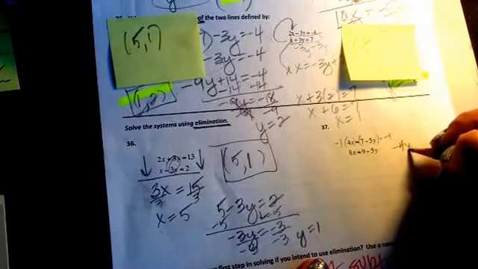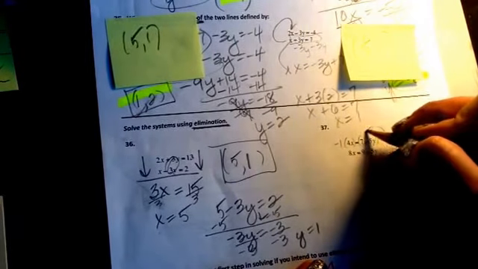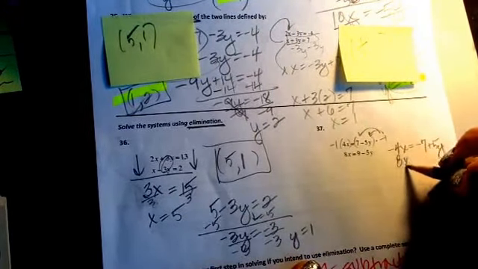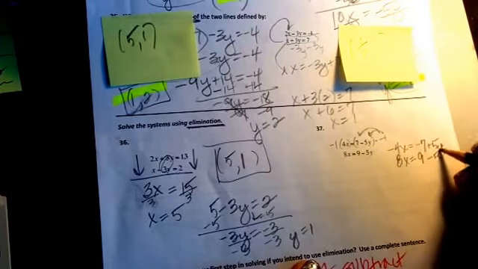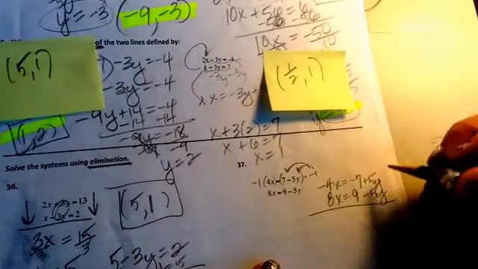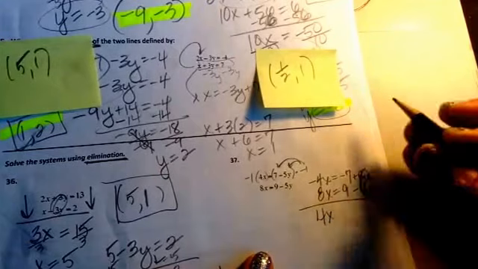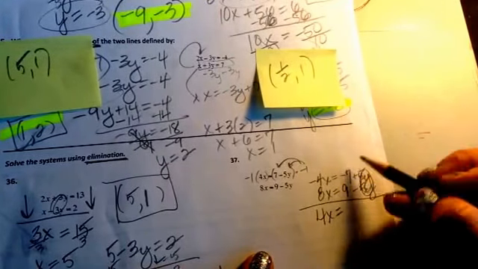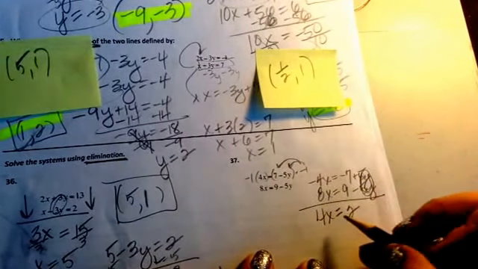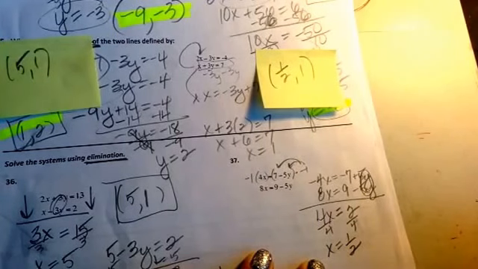Negative 4x equals negative 7 plus 5y. Distribute that negative in to the right-hand side. 8x equals 9 minus 5y. My elimination of the y's is now in place. Negative 4x plus 8x is 4x. Negative 7 plus 9 is going to give me a 2. When I divide both sides by 4, x is going to be a half.